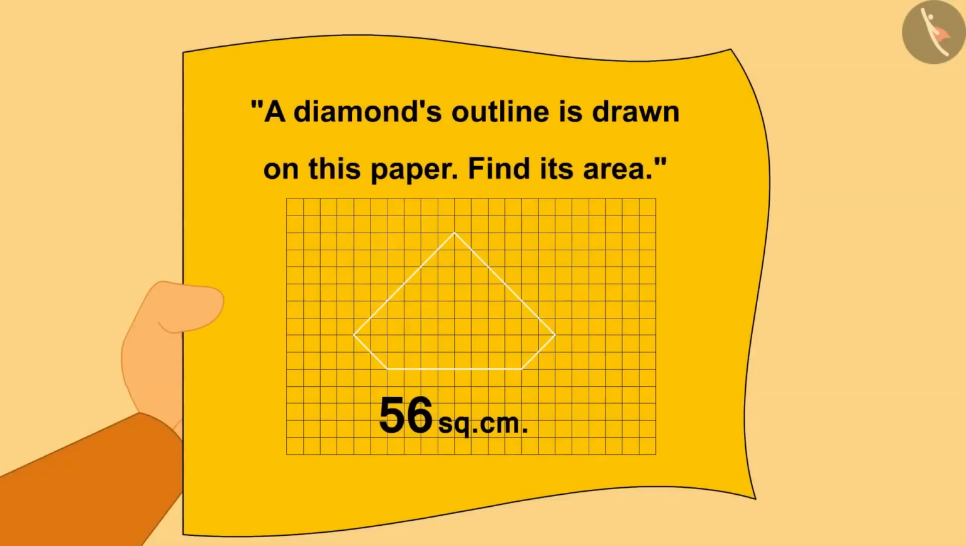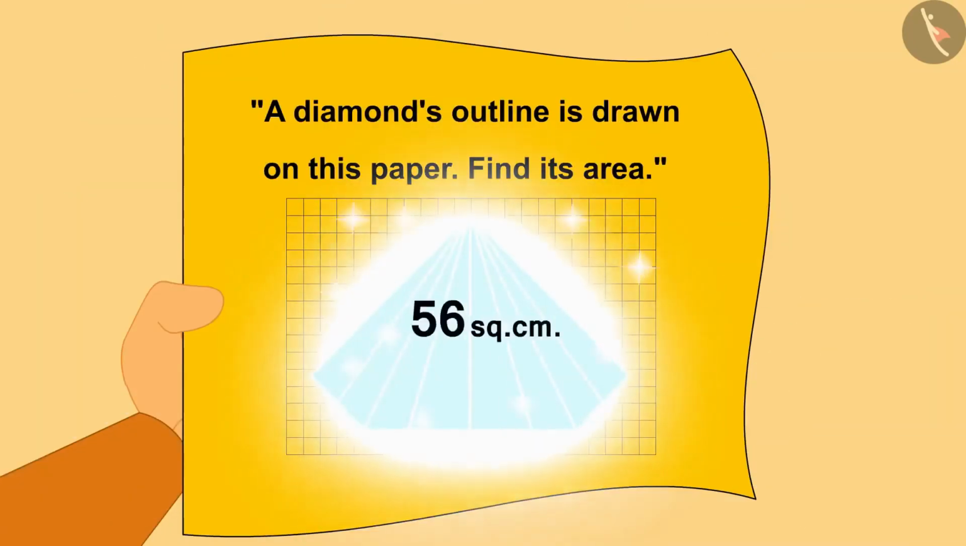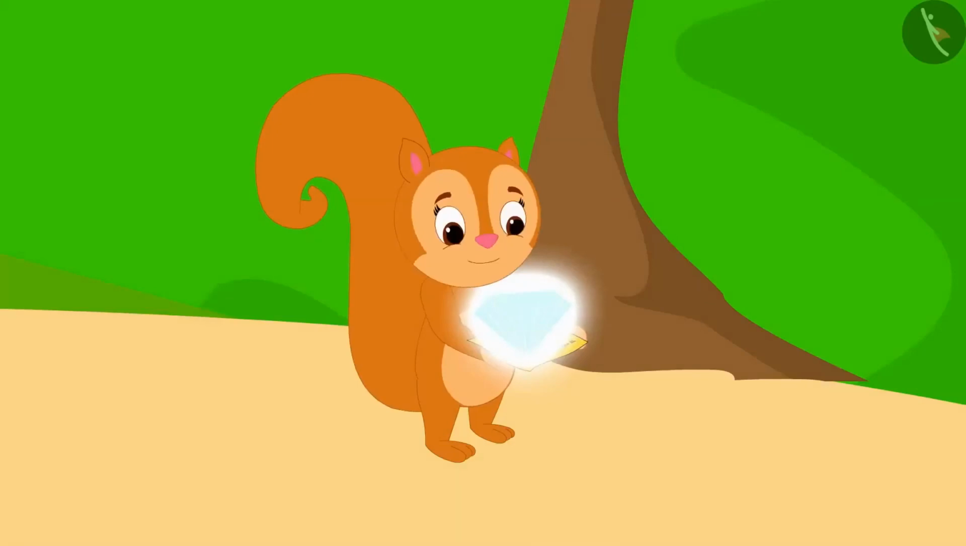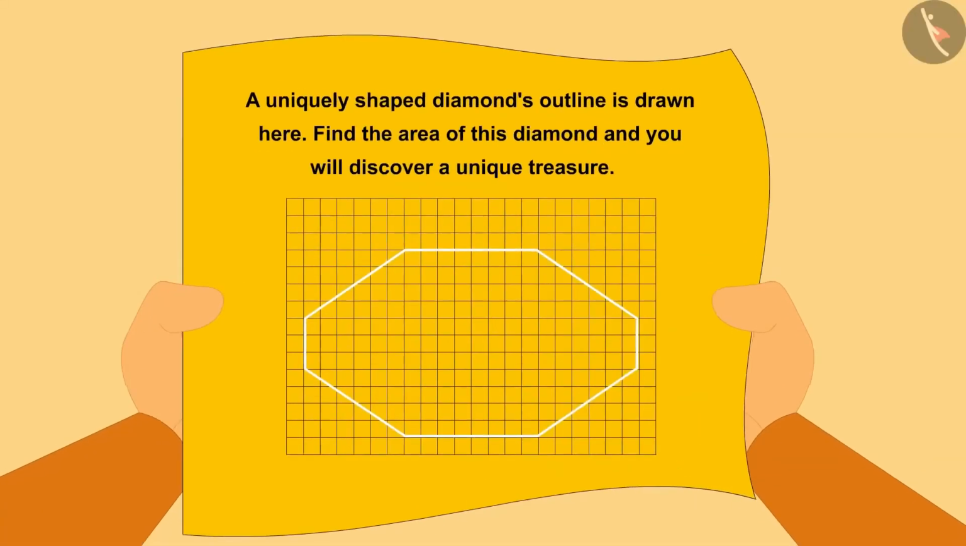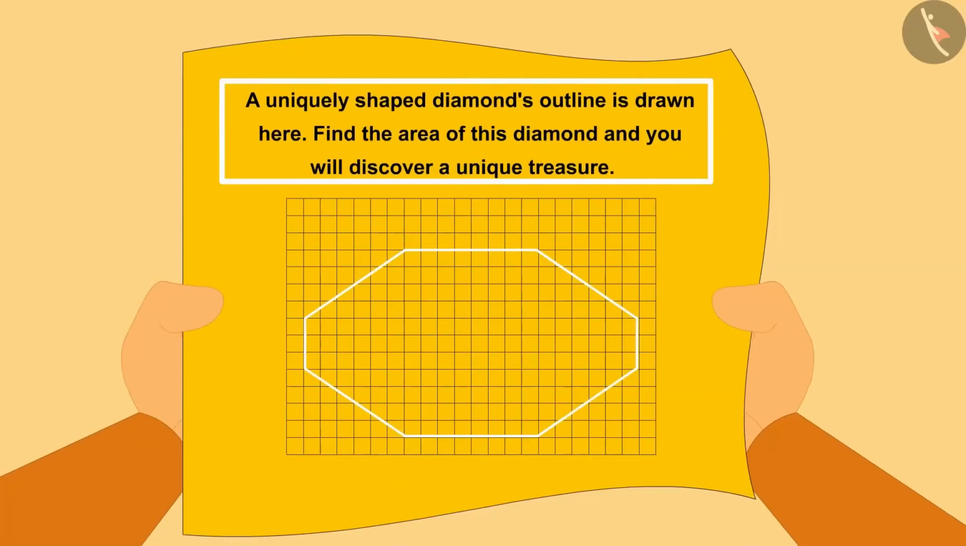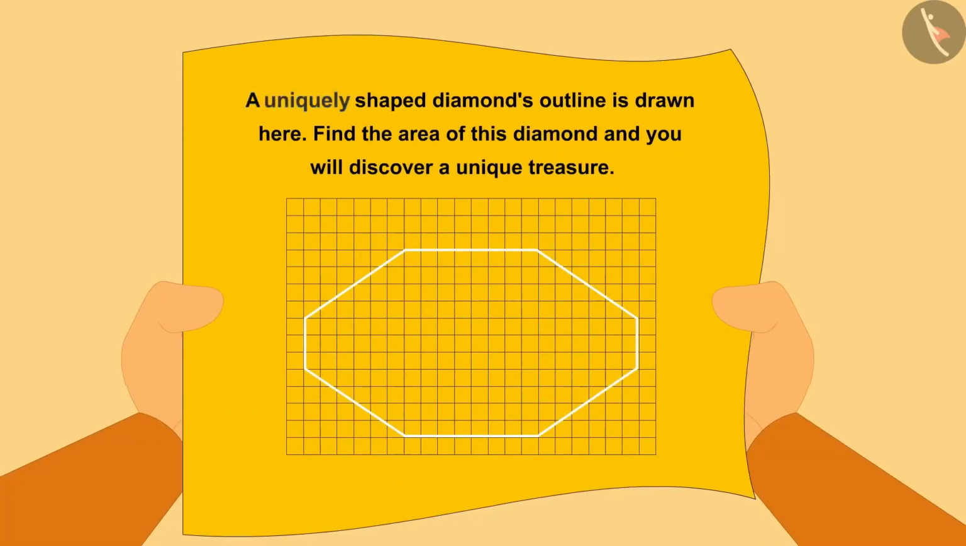As soon as Chanda wrote the area of the diamond on that paper, a diamond of 56 square centimeters appeared in front of her. Chanda could not believe her eyes. Now, this new puzzle appeared on paper. A uniquely shaped diamond's outline is drawn here. Find the area of this diamond and you will discover a unique treasure. Chanda read the message written on the paper.